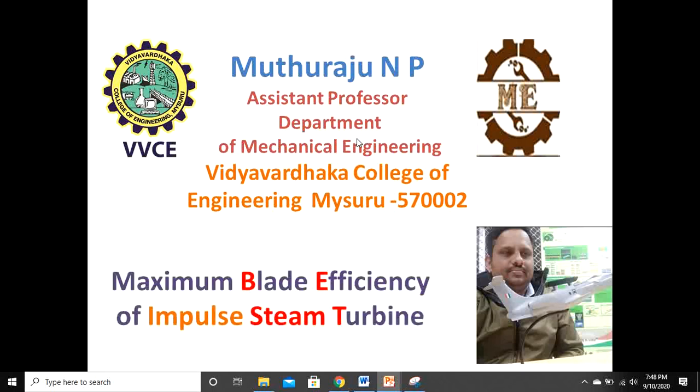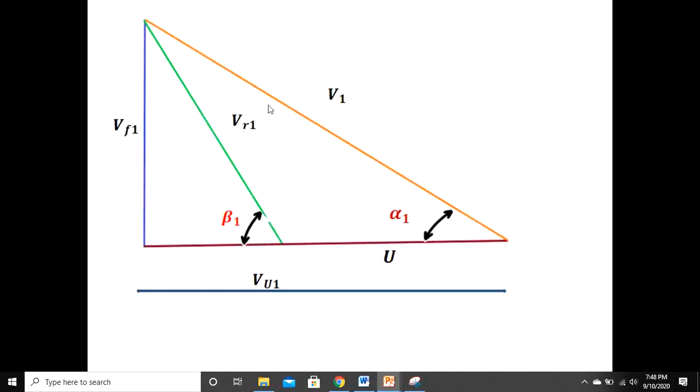Let me teach you today about the maximum blade efficiency of an impulse turbine. Now we want to learn about the impulse turbine blade efficiency. How to derive the equation? Let us see. The question will be there in the exam. Derive an expression for the maximum blade efficiency of an impulse turbine.